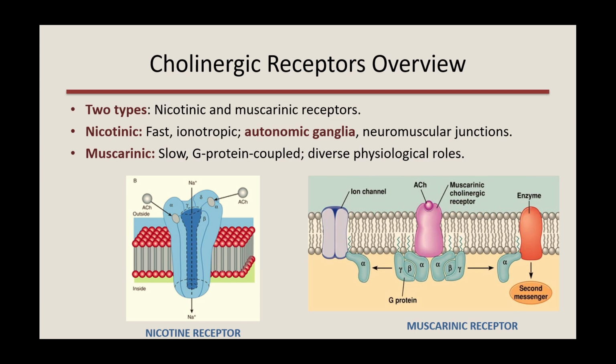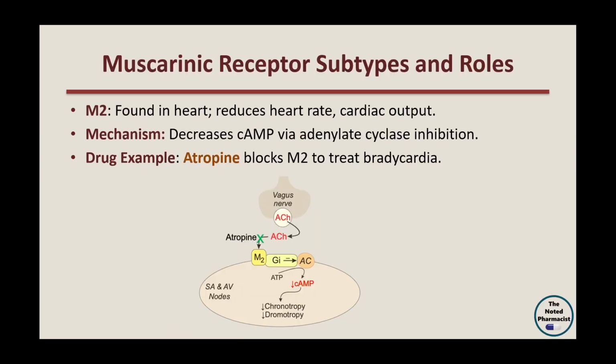and smooth muscle contraction. Muscarinic receptors are further subdivided into 5 subtypes, from M1 to M5, each with distinct physiological roles. For example, M2 receptors are predominantly found in the heart, where their activation reduces heart rate and cardiac output via inhibition of adenylate cyclase and decreased cAMP levels. A clinical application of this mechanism is the use of atropine, a muscarinic antagonist, to block M2 receptor effects during bradycardia, effectively increasing heart rate.